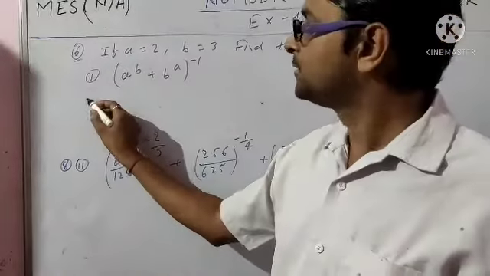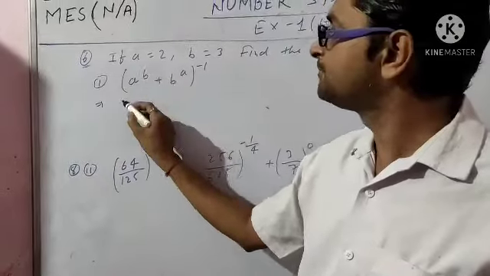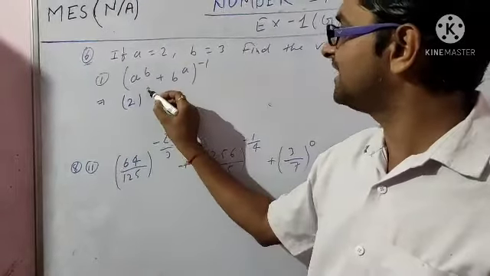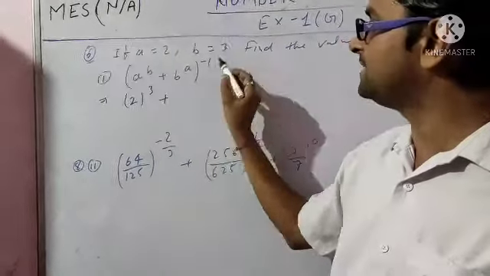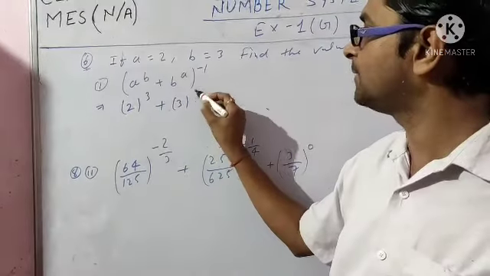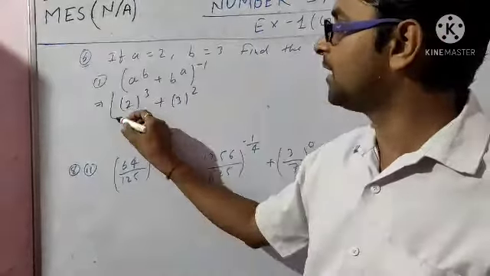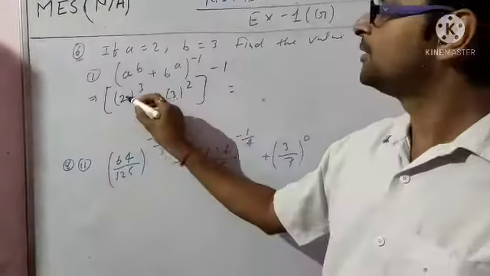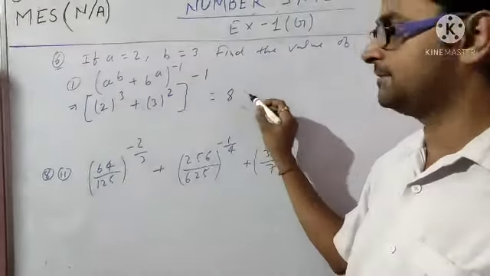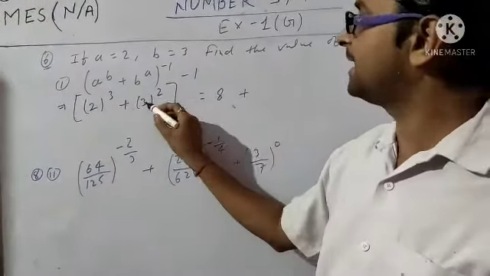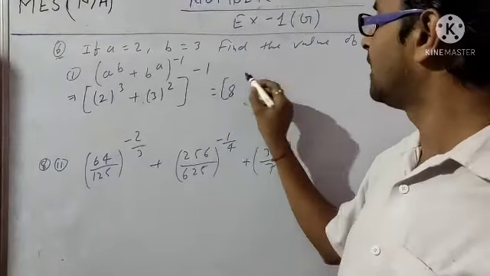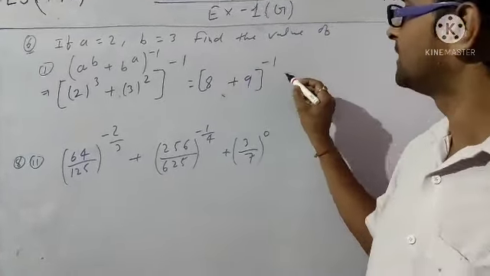Okay student, first of all put the values here. A is equal to 2, that means 2 to the power 3 plus B is equal to 3, that means 3 to the power 2, and the whole power is -1. So here 2 to the power 3 is equal to 8, we know that, plus 3 to the power 2 is equal to 9, and the whole power is -1.